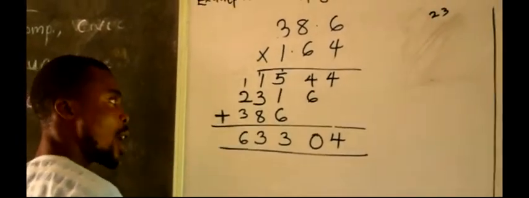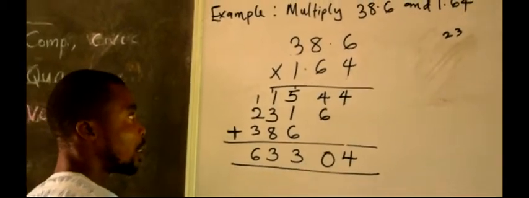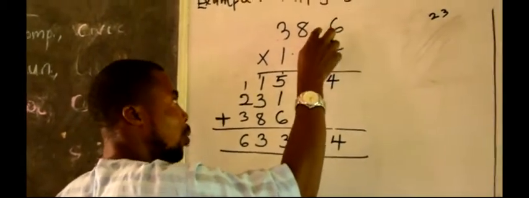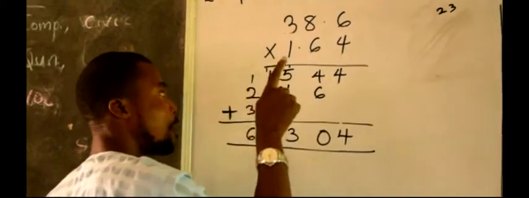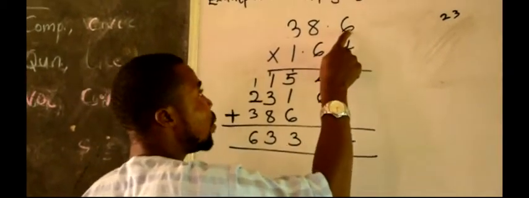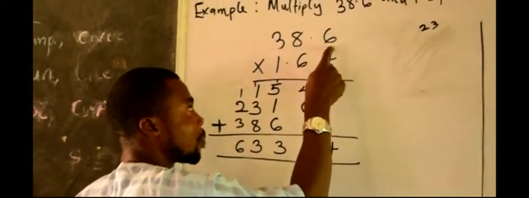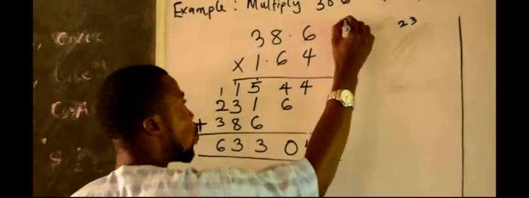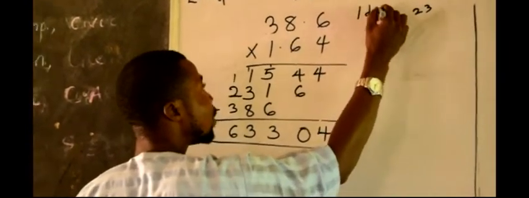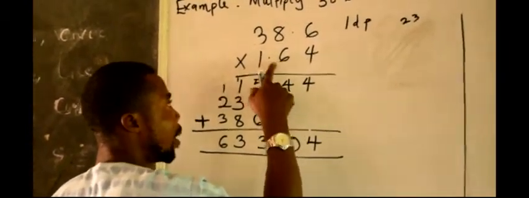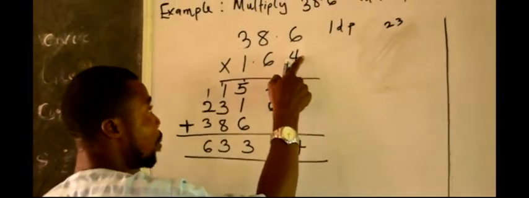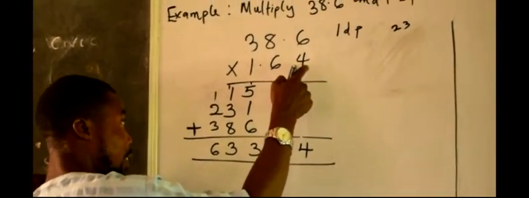Now, this is where you will now put your point. How will you put your point? How many decimal places do we have here? We have 1. What I mean here is, how many numbers did the decimal omit? It omitted only 1 number. That is, we have 1 decimal place. How many decimal places here?